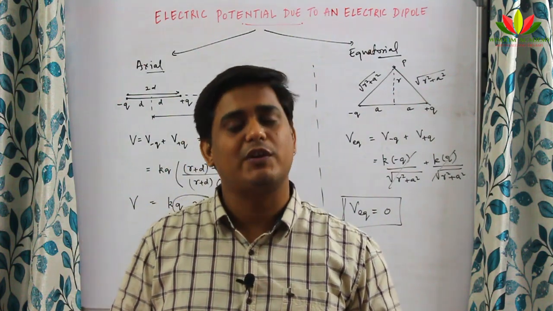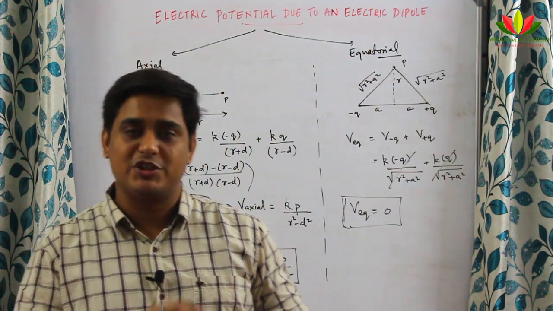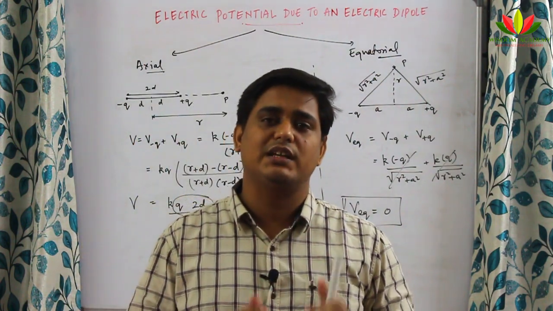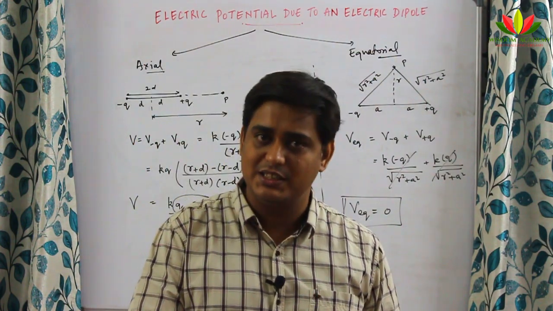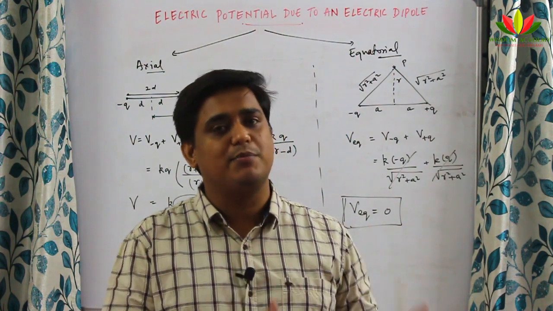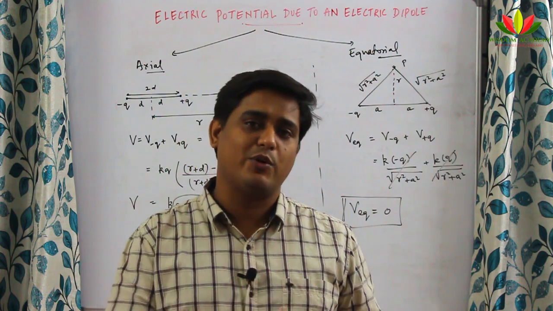So in today's session, what have we learned? We have learned what the potential difference is and what electric potential is. We also derived the electric potential due to a single point charge. Then we derived the electric potential due to a dipole at an axial point and an equatorial point.